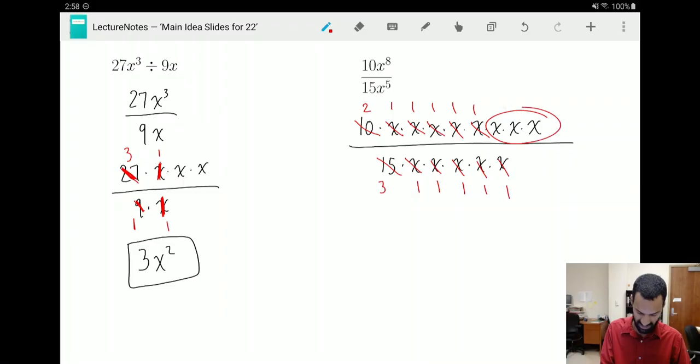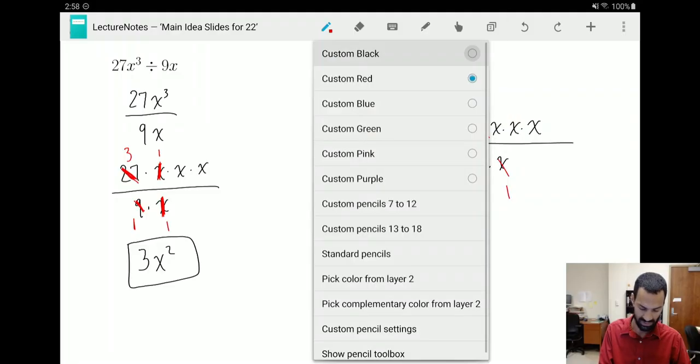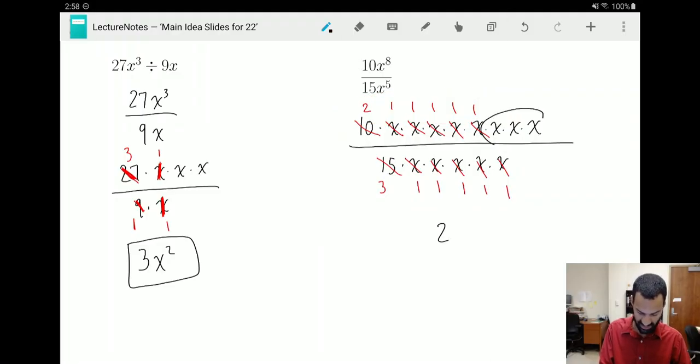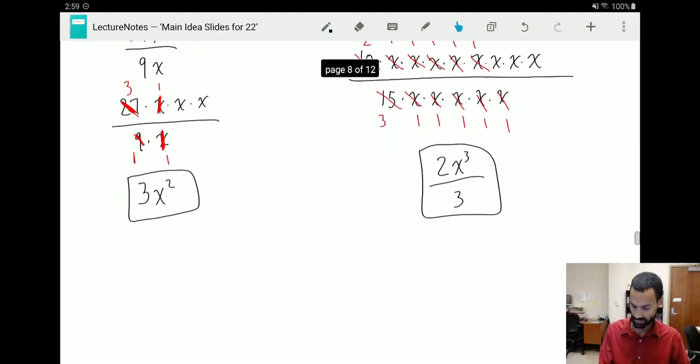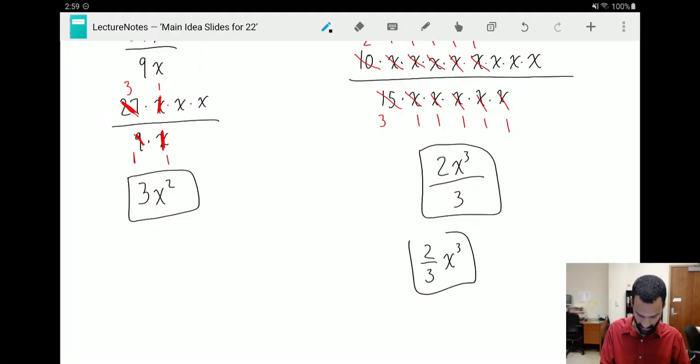Okay, so now I have these three that are stuck on the top without being canceled out. All right, so multiply all that together. 2 times 1 times 1 times 1 times 1 times 1 is going to be 2. x times x times x is x to the third power. On the bottom, I'm left with 3 times 1 times 1 and so on. It's 3. So I end up with 2x to the third power over 3. Another way you'll see this written out is 2/3 x to the third power, where 2/3 is the number in front of x to the third power. Okay, that way is preferred in a lot of ways.